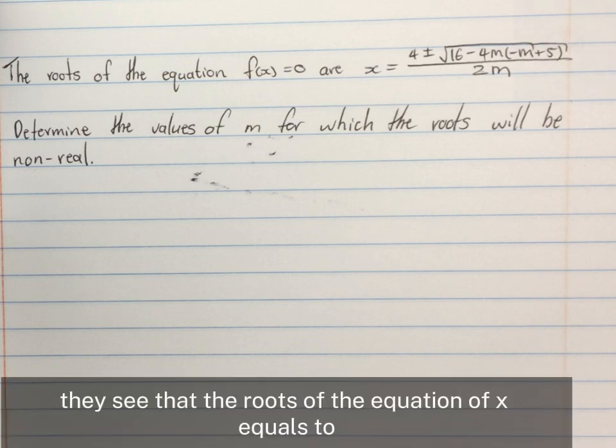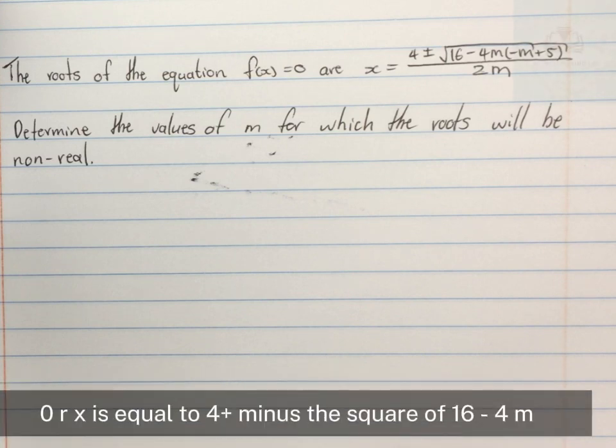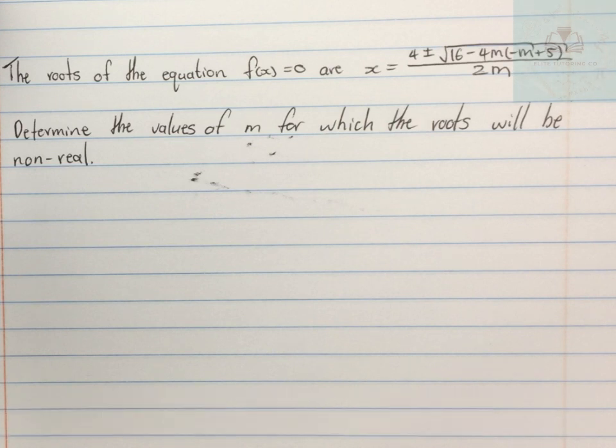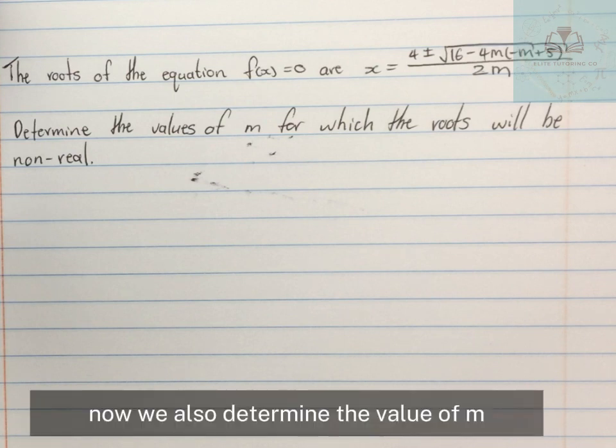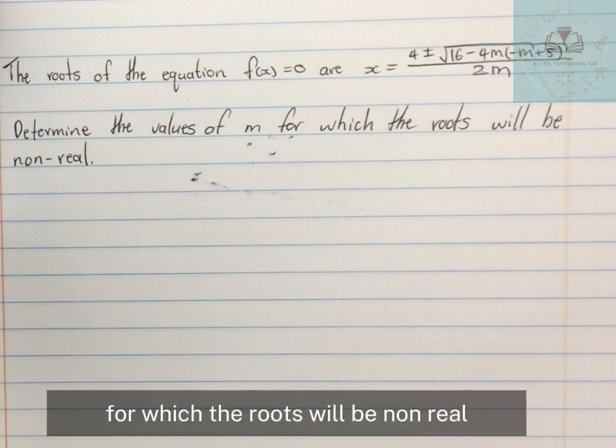So they say that the roots of the equation f of x is equal to 0 are x is equal to 4 plus minus the square root of 16 minus 4m multiplied by minus m plus 5, that is brackets minus m plus 5, all divided by 2m. Now we are asked to determine the values of m for which the roots will be non-real.